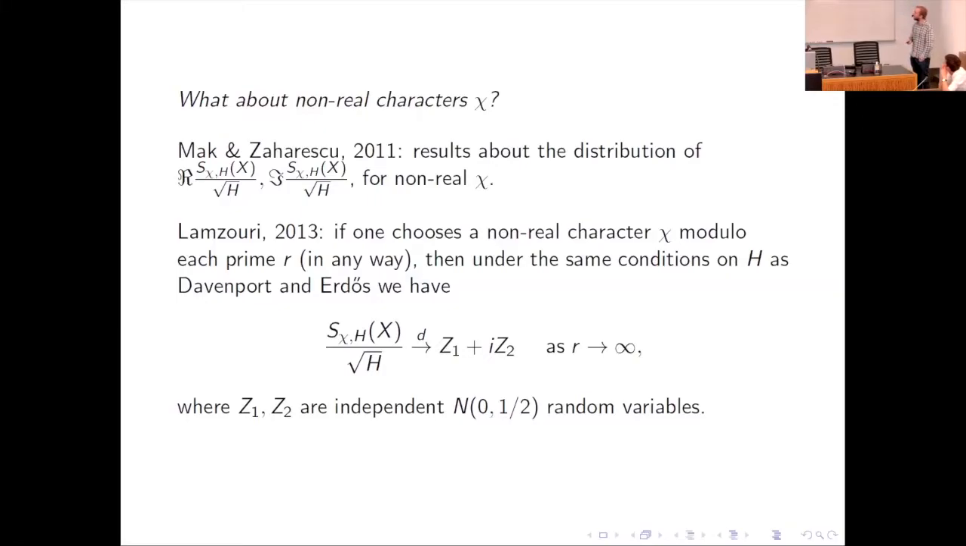And then Yunus Lamzouri, who's here, did the full generalization of this. So he showed, so there's lots of uniformity here. So you can choose a non-real character model however you want, any non-real character. And under the same conditions on the function h as Davenport and Erdős, so it tends to infinity, but not too fast, you get convergence. And now, if chi is a non-real character, this is a complex valued thing. So it converges to a standard complex Gaussian, the natural analog of the normal one.